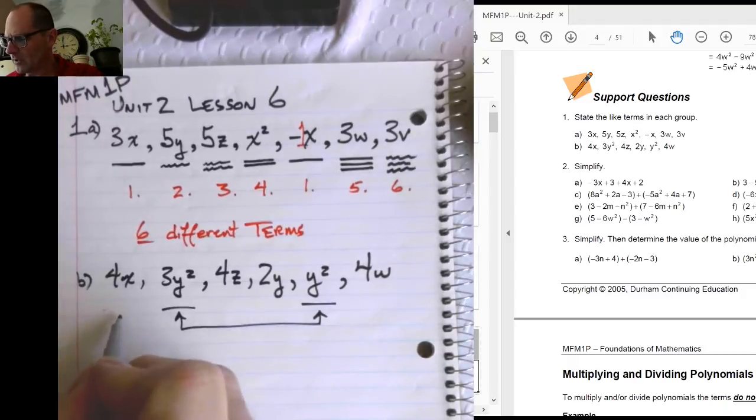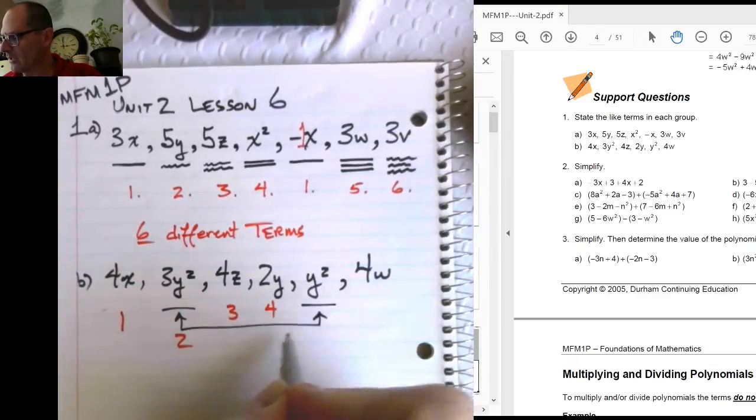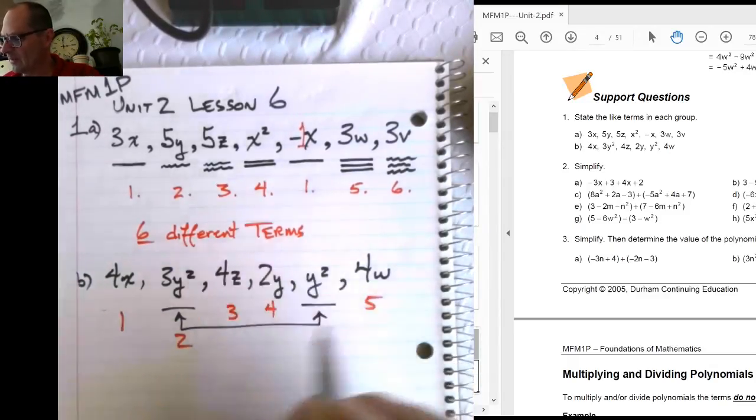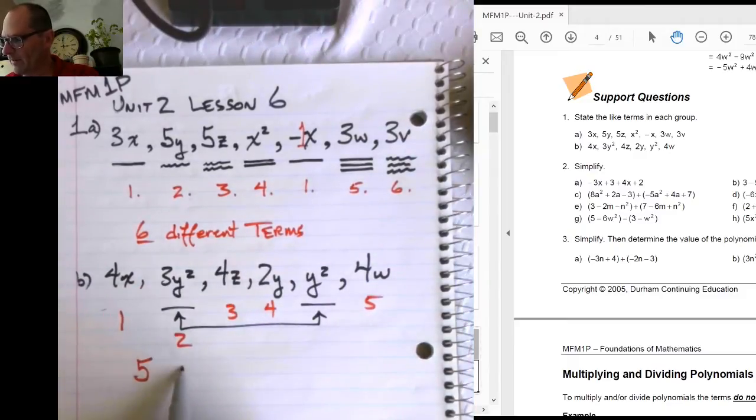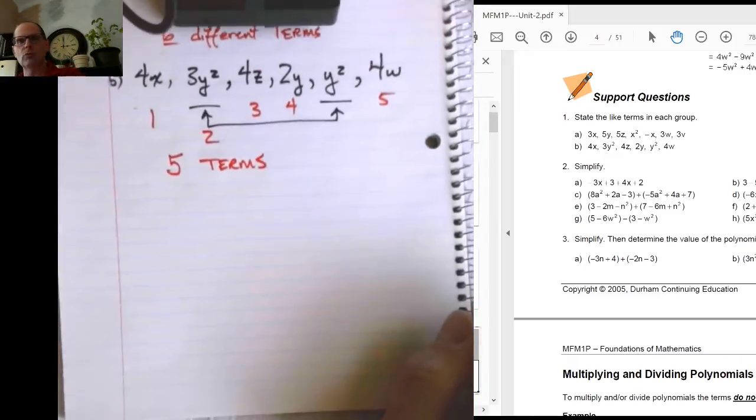So if I look here, if I state how many types of terms there are in this collection right here, that's the same as that one, right? So I have 5 different types of terms in that question. Okay, that's it for number 1. Moving on to number 2.